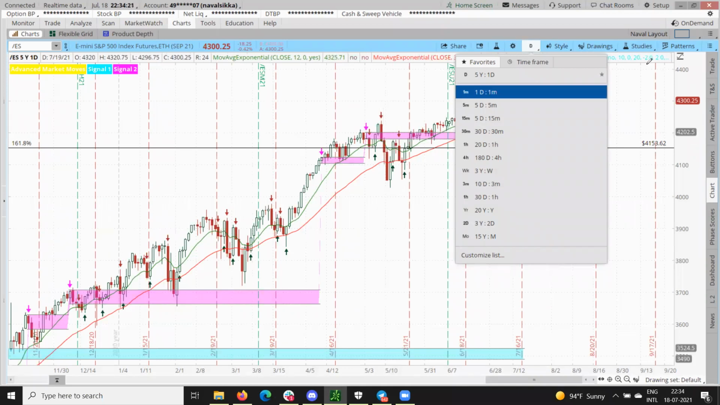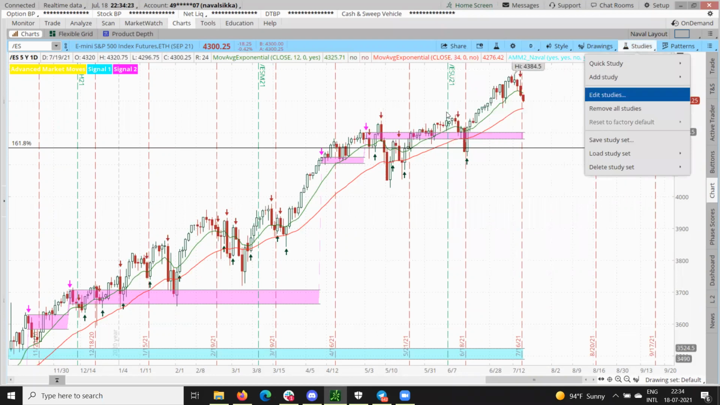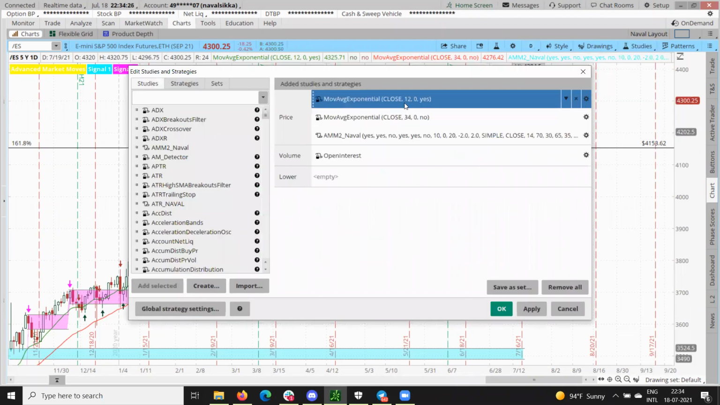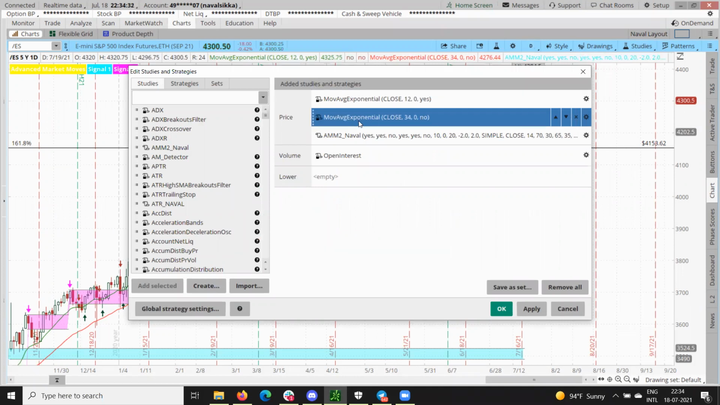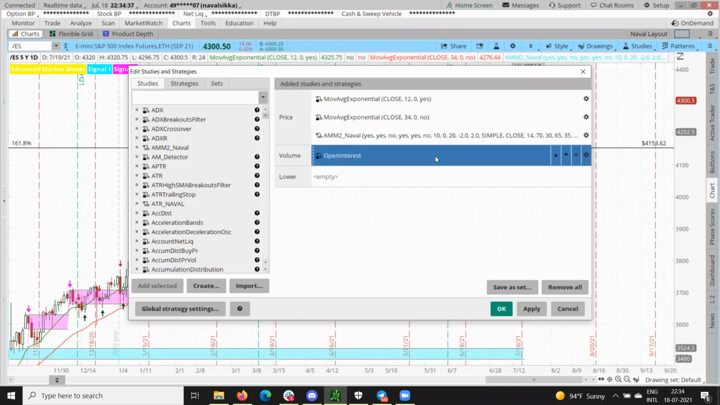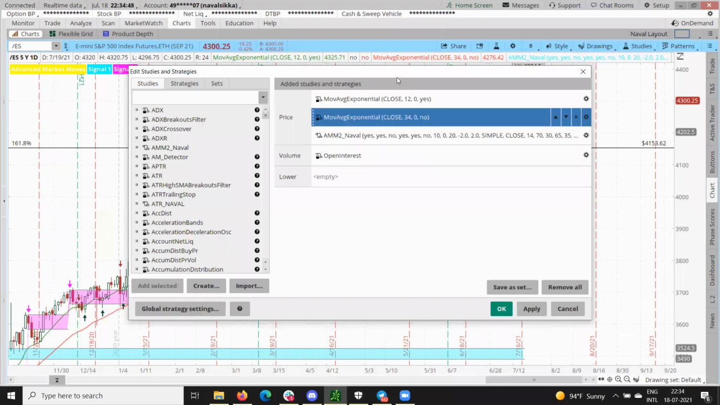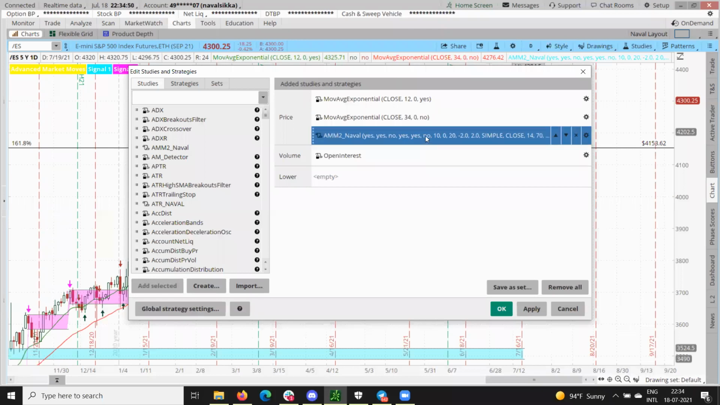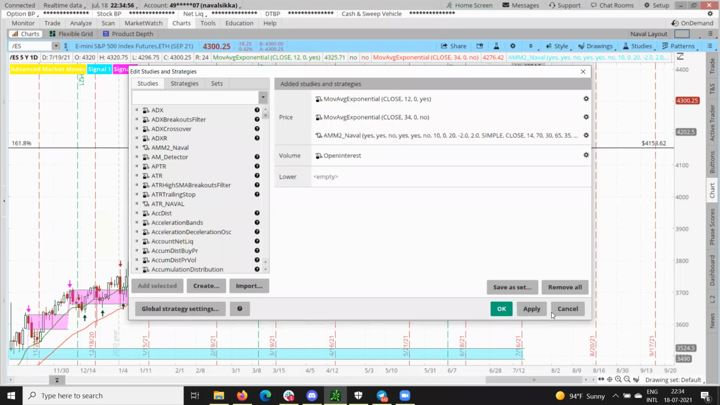Then I use a couple of studies. The first one is moving average 12, which I tend to use with the color green, and the exponential moving average with 34. Then I use volume. Sometimes I use open interest in the case of options. In terms of equity, this is irrelevant. This is one of the two indicators which I have bought. You can use the script to get this if you're interested. So this is the very basic setup first.